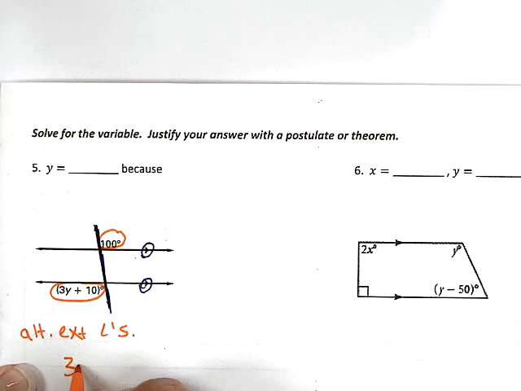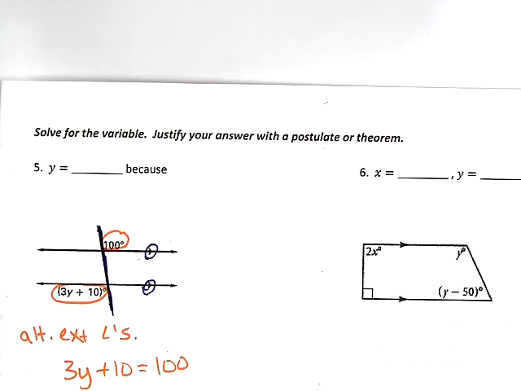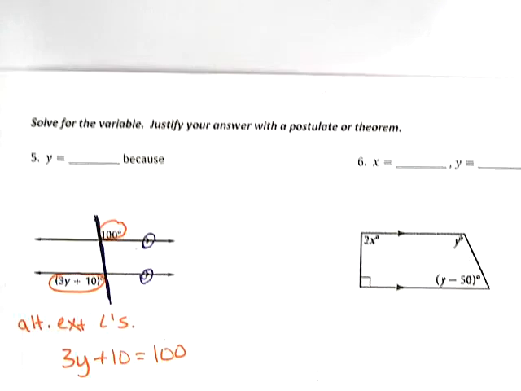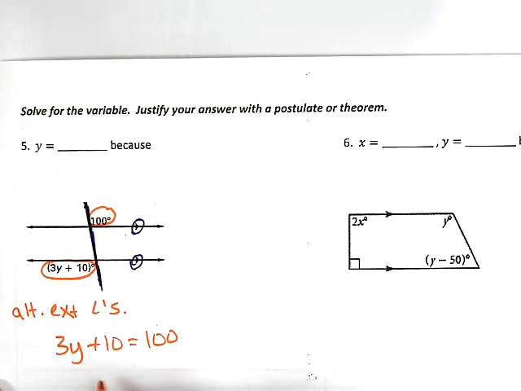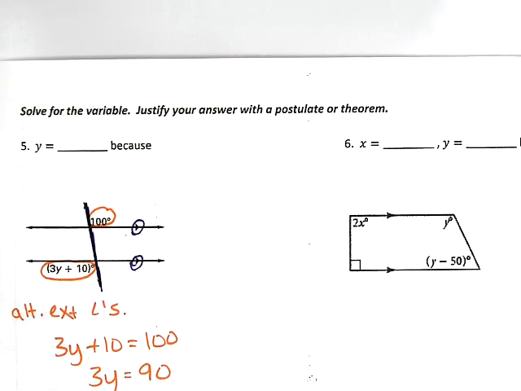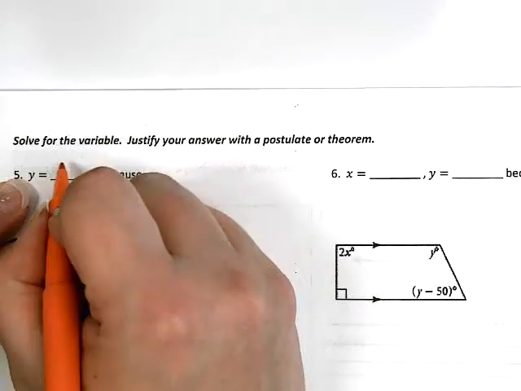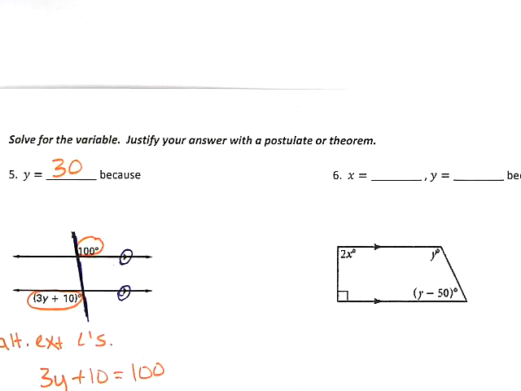So that means I can say 3y plus 10 equals 100, and I can figure out what y is. I get 3y equals 90, divide by 3, and I get y equals 30. Oops, you guys can't see. There we go. y equals 30. So I can go up here and say that. Now I have to justify it.